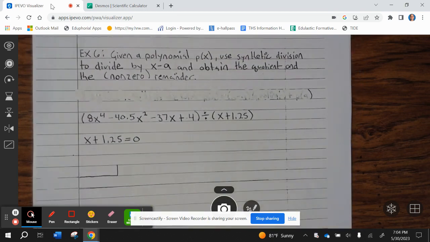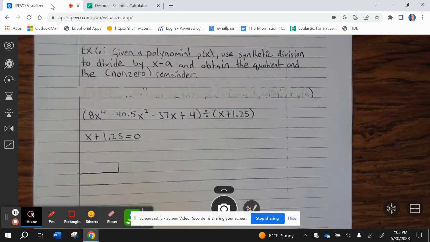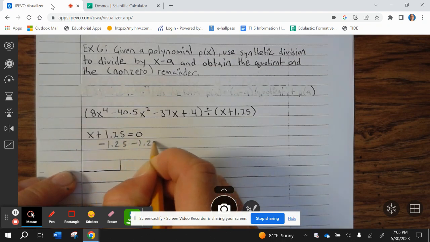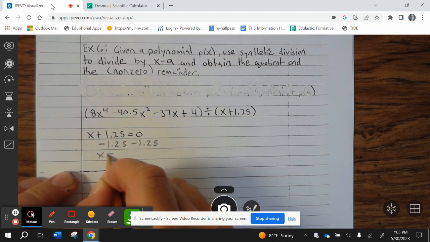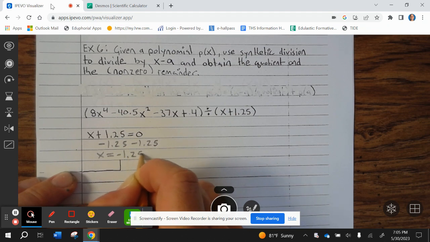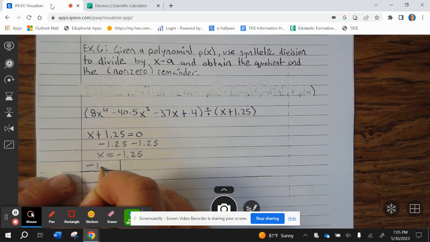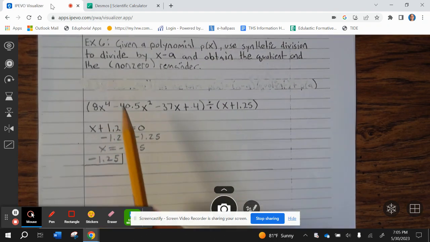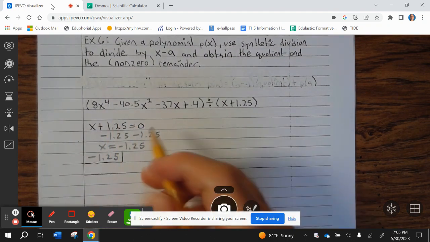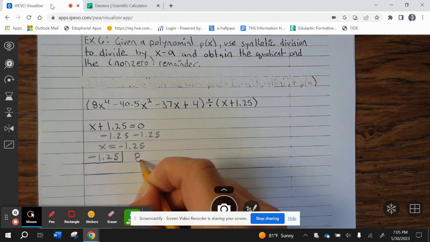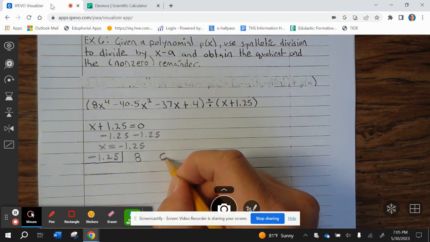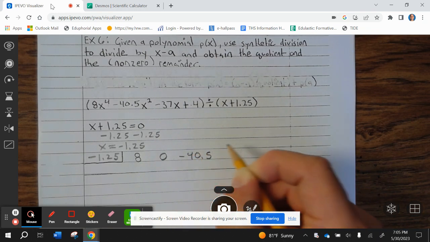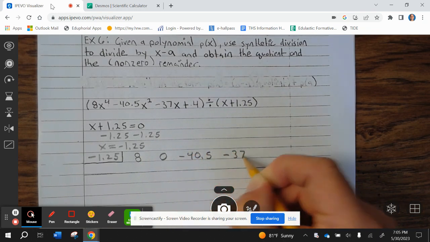All right. So first things first, we solve for x. We subtract 1.25 from both sides. So x equals negative 1.25. That number goes right here. And we bring down. But now be careful though. See how we go from 4 to 2? We're missing a cube. So we need to do 8, 0 to represent the cubed, negative 40.5, negative 37, and 4.